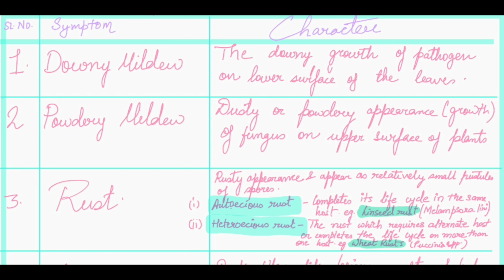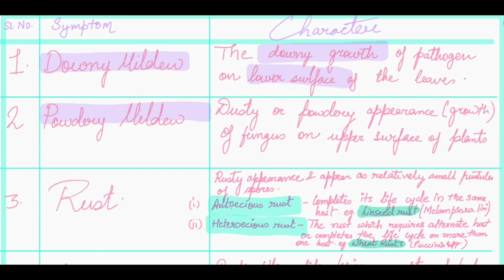Today we are going to see the meaning or character of the diseases. First on the list is downy mildew. Downy mildew, as you know, is a fungal disease. Downy mildew and powdery mildew, both are fungal diseases. And what are the characteristics of them? In downy mildew, we will see a downy growth on the lower surface of the leaves. Remember, the lower surface of the leaves.